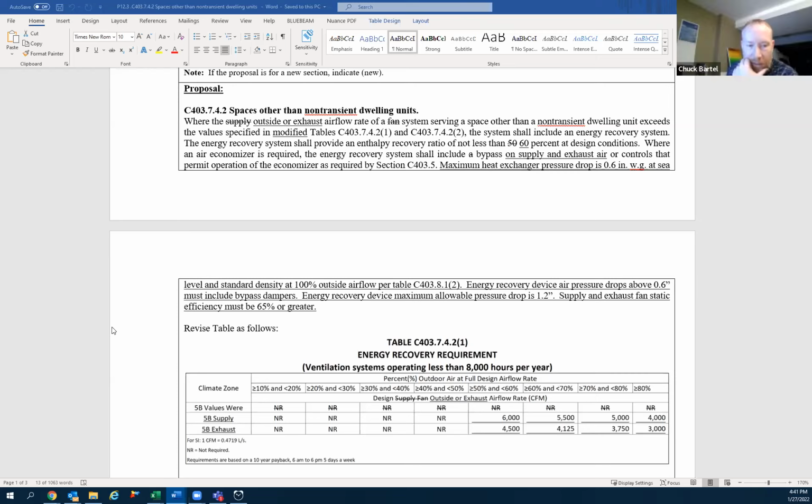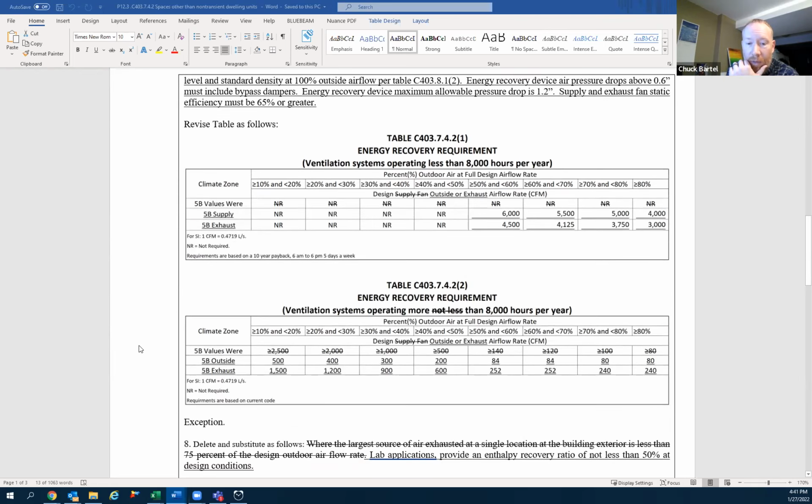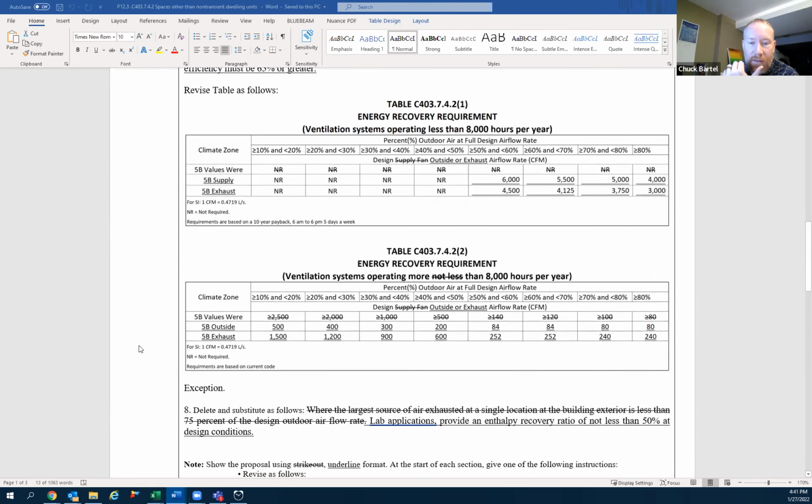Oh, thanks. And so the model code, ASHRAE and IECC, base it on the supply air, not the exhaust. And so these tables now have added an exhaust row to the table. Because the section's been modified if the supply or the exhaust exceed these values, how do we know which column of the table to use depending on the size of the exhaust fan?